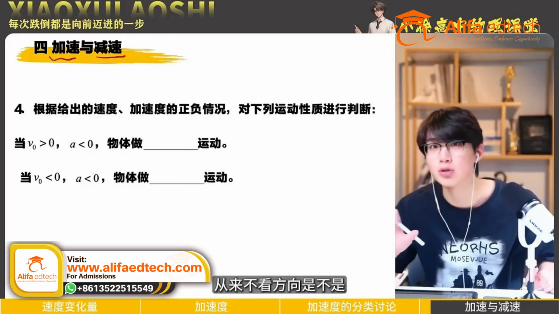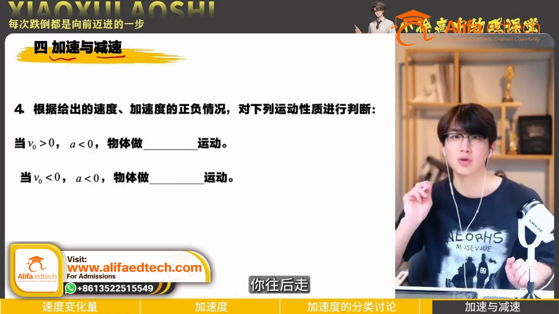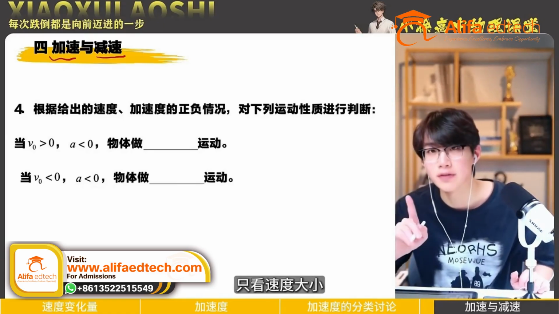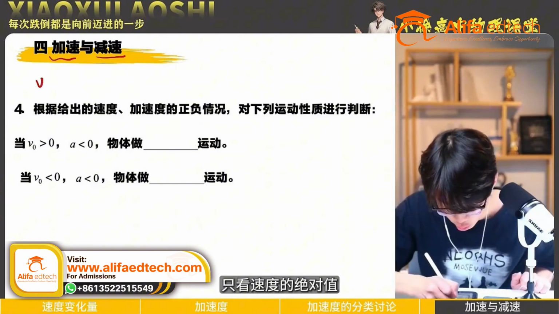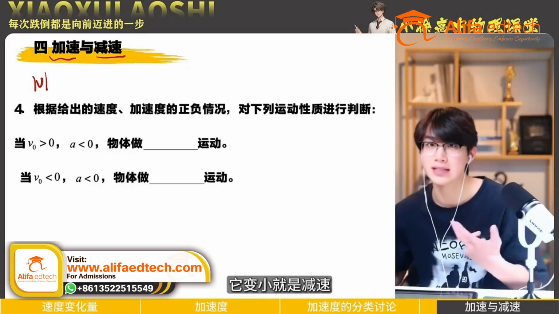If you move forward and your speed increases, that's acceleration. If you move backward and your speed increases, that's also acceleration. So what do we look at? We only look at the magnitude of the velocity, only the absolute value of the velocity. We only look at this value. If it gets bigger, it's acceleration. If it gets smaller, it's deceleration.